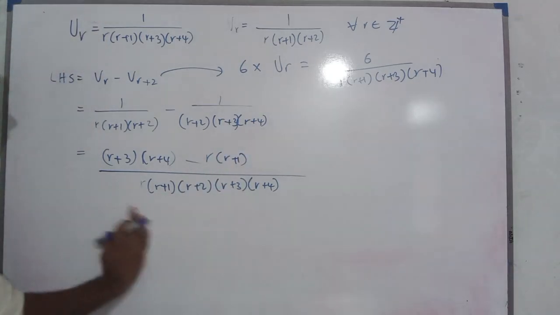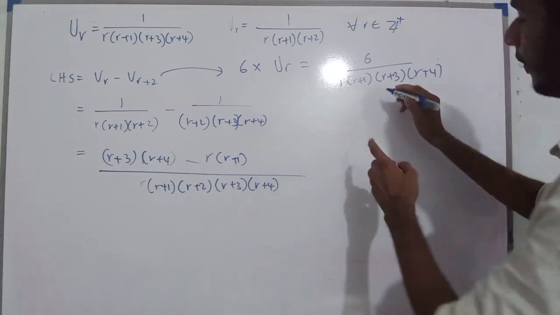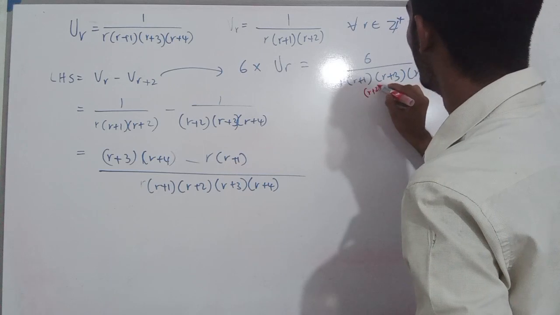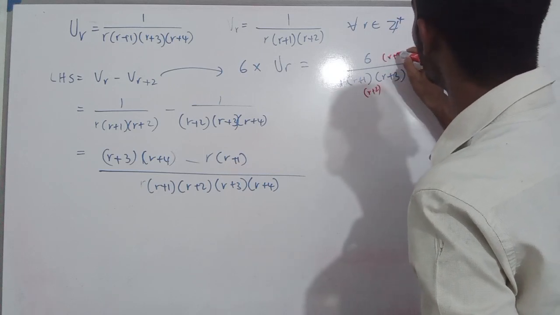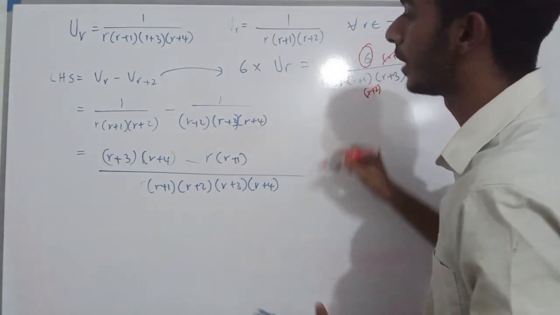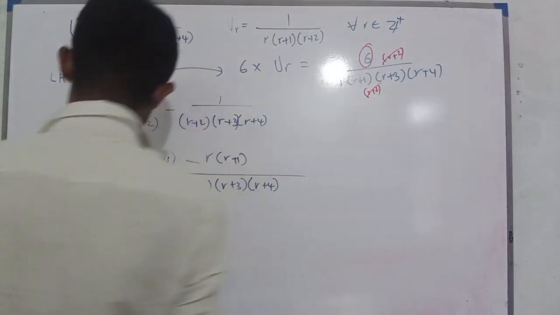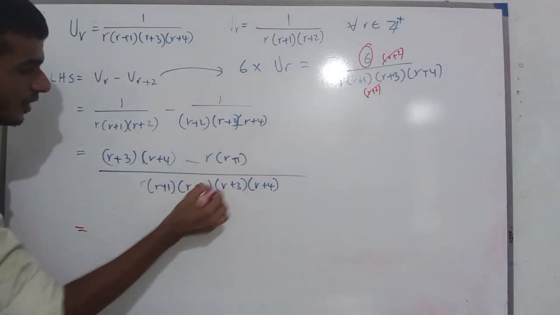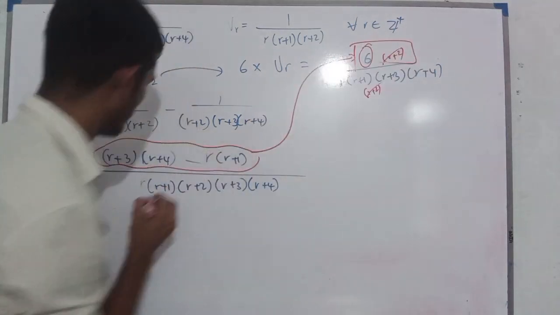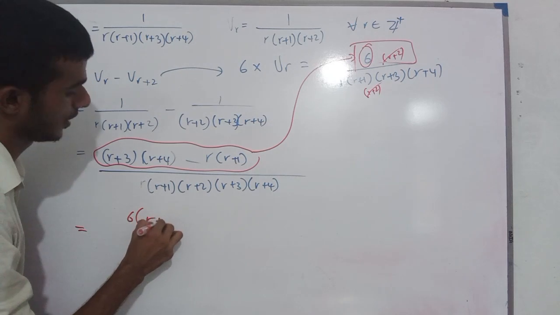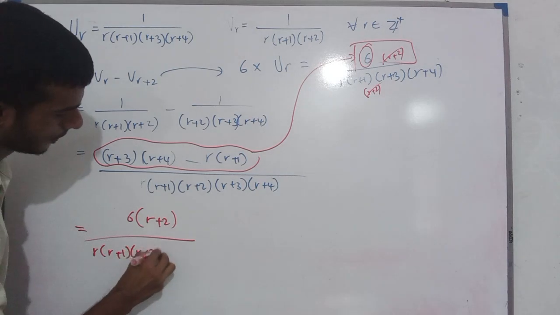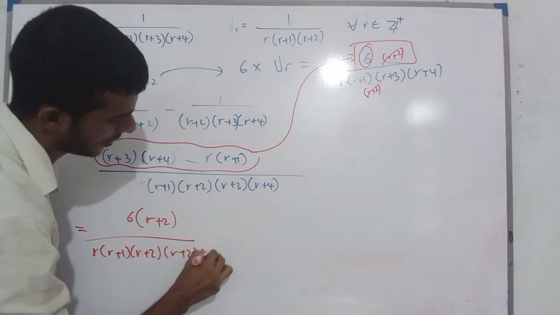Now you see, here R plus 2 is also there, but here it is missing, which means R plus 2 should have been there. So these should have been cancelled with each other. Then 6 also should have been there. So in the final answer, this is how it should appear. Now you see, after simplifying this, I should get this expression. So 6 times R plus 2 divided by R into R plus 1, R plus 2, R plus 3, R plus 4.